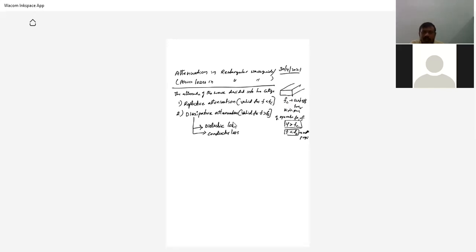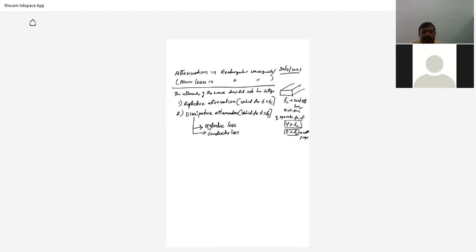So based on this relation, we have two types of losses, or two types of attenuation, in the rectangular waveguide. One is the reactive attenuation, another one is the dissipative attenuation. Reactive attenuation is valid for f less than fc. Here, f less than fc means the wave is not at all entering into the waveguide.